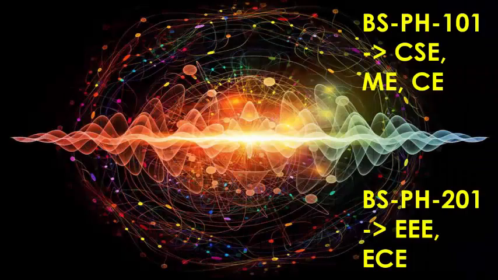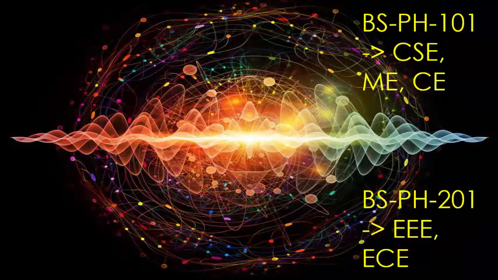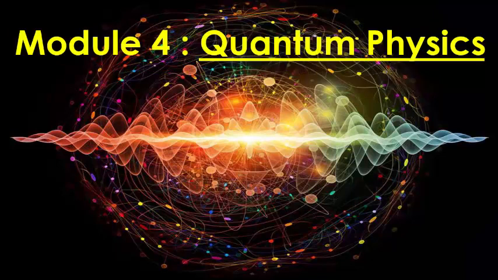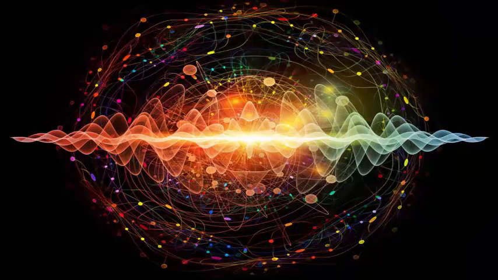The WBUT syllabus: the paper code for physics is BS-PH-101 and BS-PH-201, and that's for the department. So in this physics syllabus, under module 4, you have quantum physics and quantum mechanics, and I will be teaching quantum physics. This quantum physics is classified into 4 lectures.